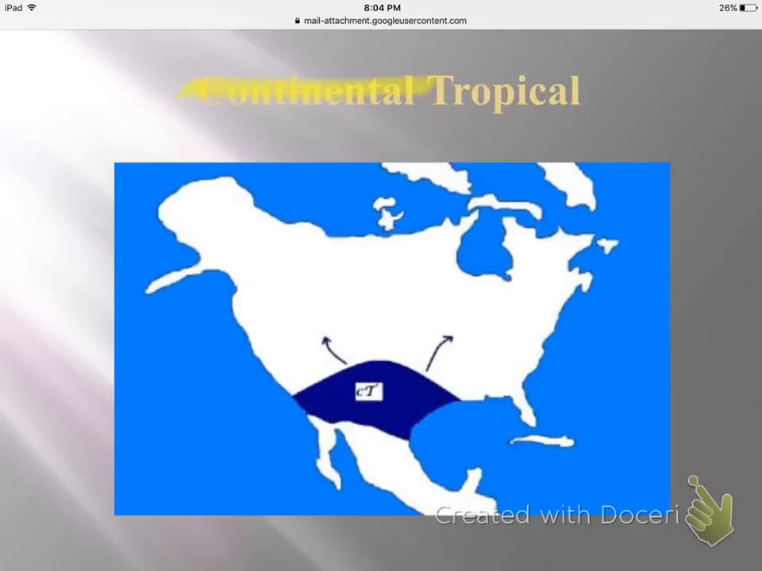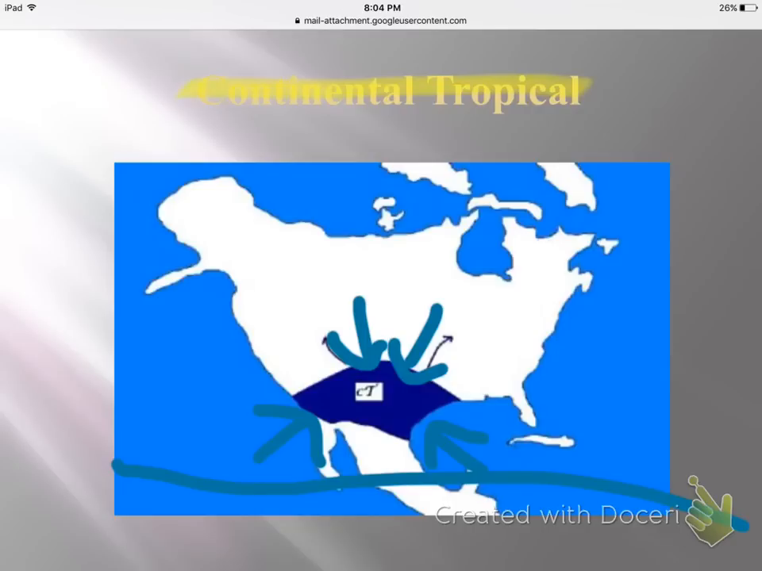The last type is continental tropical, and continental, once again, forming over the continent or land. See, not over the water. And tropical, meaning it's more near the equator here. So it's going to be a warmer air mass.